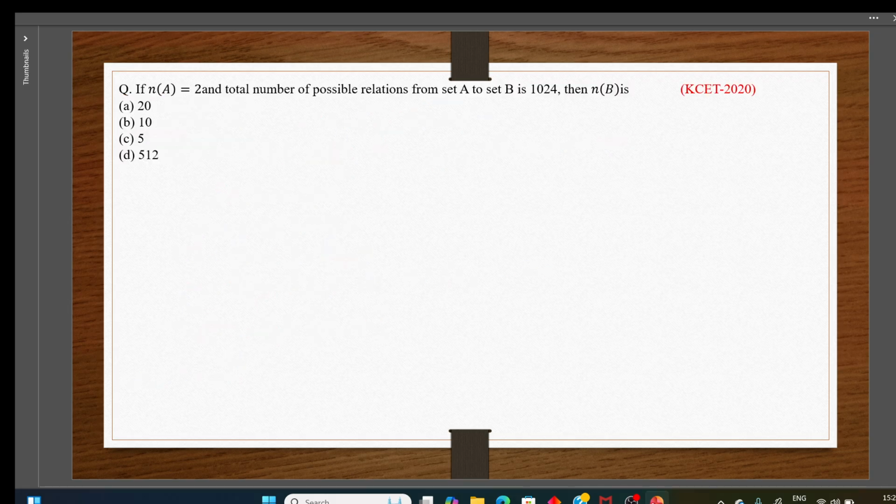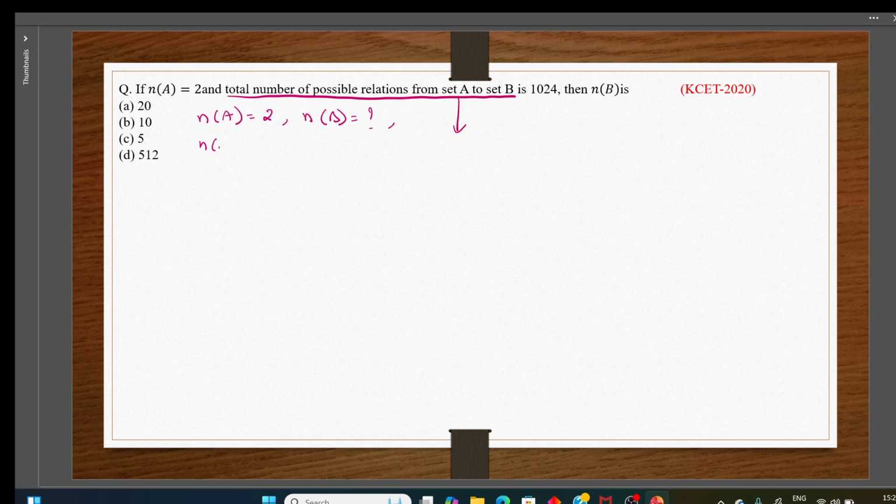Clear? Now, next question. In the question given, if n of A is equals to 2 and total number of possible relations from set A to set B is 1024, then n of B is. So n of A is equals to 2 and n of B is question mark and total number of possible relations from set A to set B is 1024. So what is the formula for total number of possible relations from set A to set B?